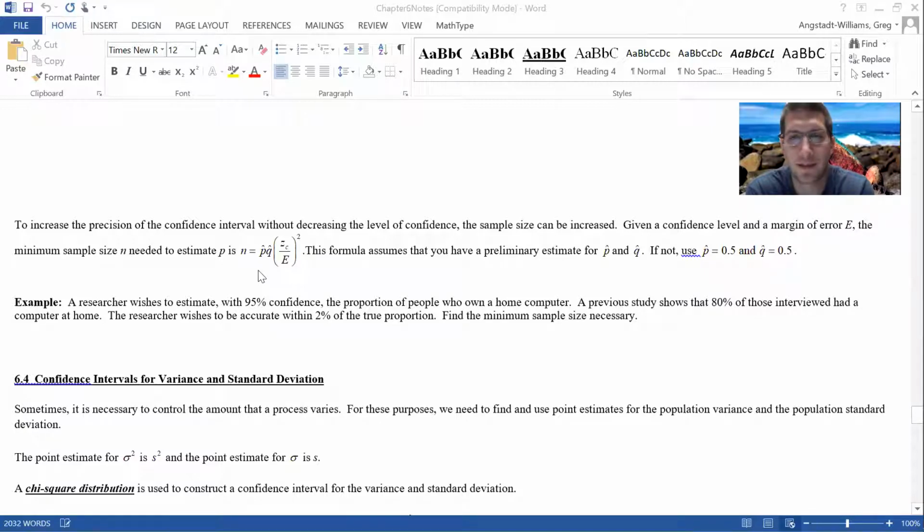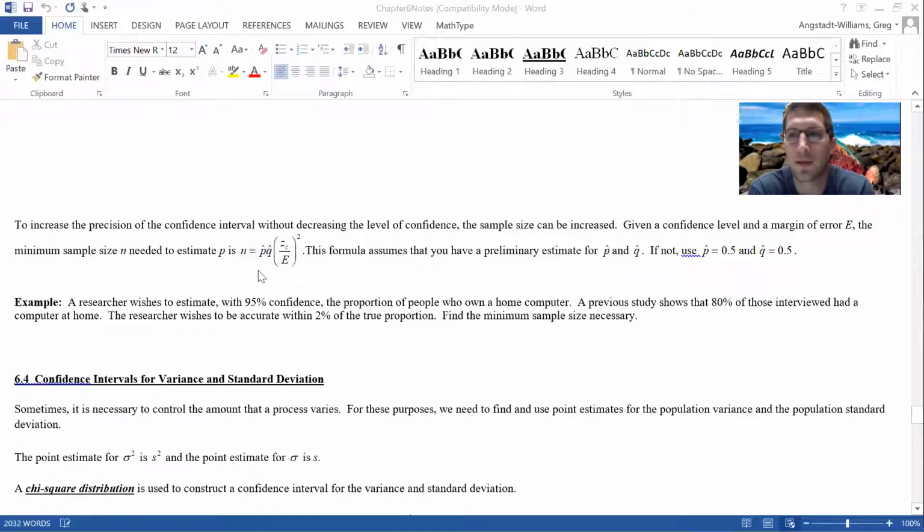So for the formula, if you have a p hat and q hat, you'll go ahead and plug them in. If you don't, a lot of times they won't give you a preliminary estimate, so then you use 0.5 and 0.5. The reason is that if you use 50-50 for your p hat and q hat, that gives you the largest possible sample size. Every other value for p hat and q hat will give you a smaller sample size. So if you don't know p hat and q hat, using 50-50 will give you the biggest option.